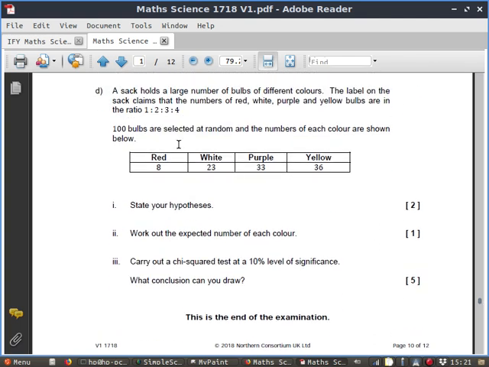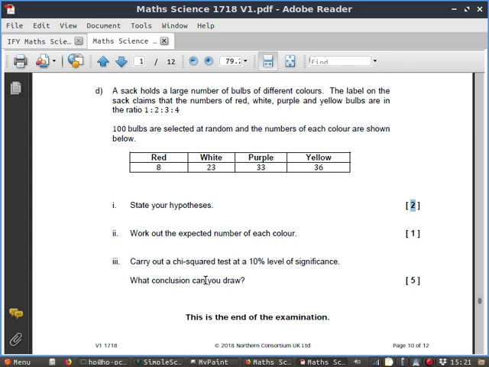Right. I'm going to let you try this one before I give you the answer. Okay? So, a sack holds a large number of bulbs of different colour. The labels on the sacks claim that the numbers of red, white, purple and yellow are in the ratio of 1, 2, 3, 4. 100 bulbs are selected and the colours recorded. State your hypothesis. It's H0. Why are there 2 marks here? Because it's H0 and H1. Exactly right, null and alternative. Work out the expected number of each colour and then carry out the test.